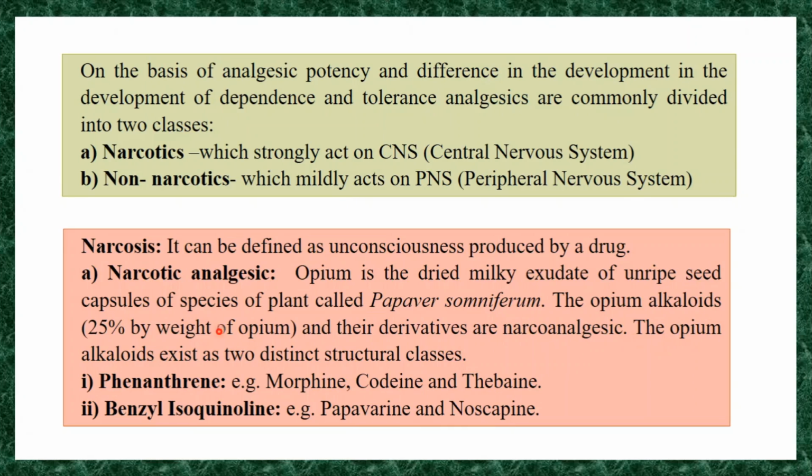The opium alkaloids exist in two distinct structural classes. The first is phenanthrene; under this class come morphine, codeine, and thebaine. The second class is benzylisoquinoline; under it come papaverine and noscapine. These are the examples under each class.